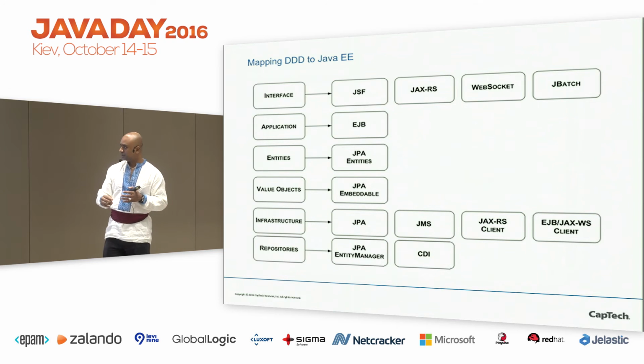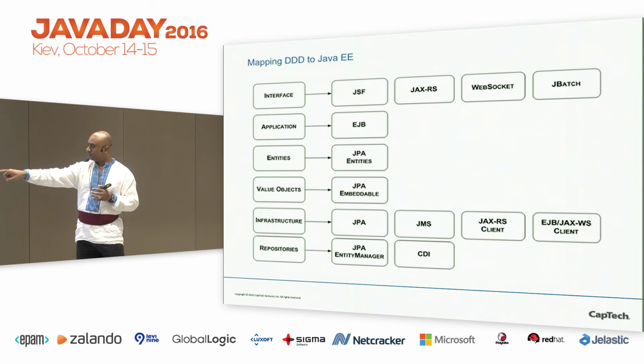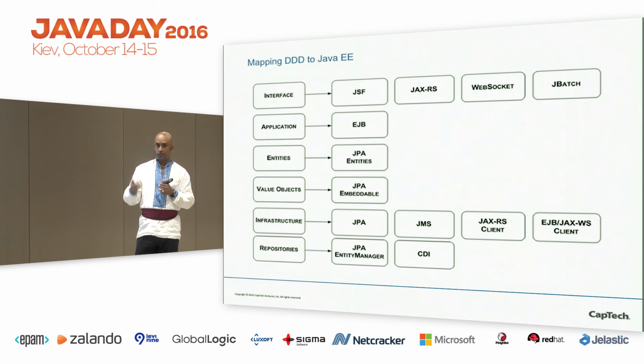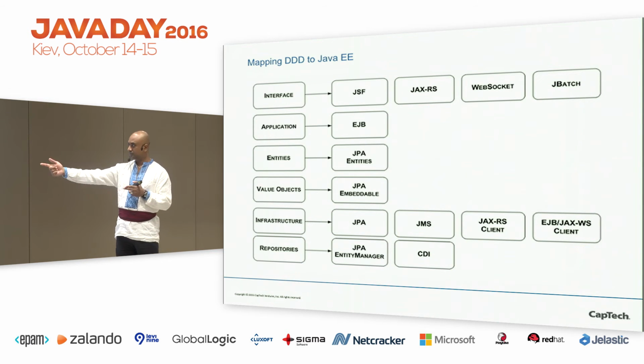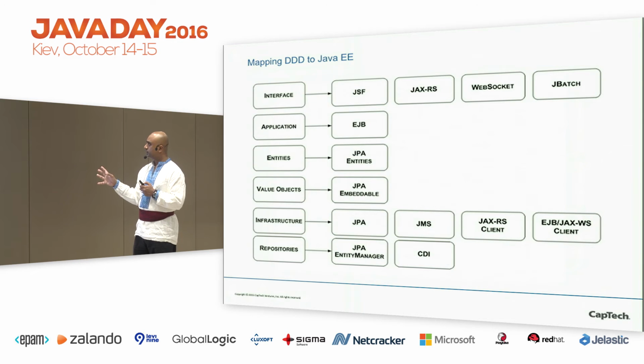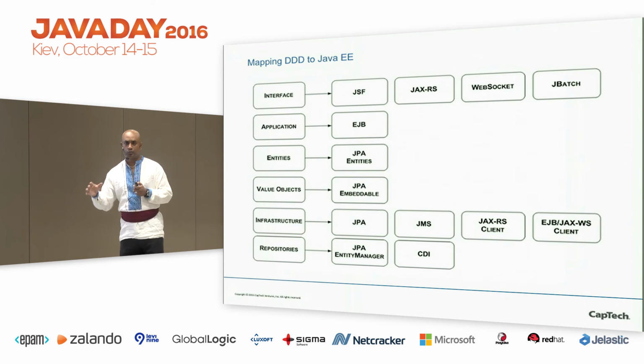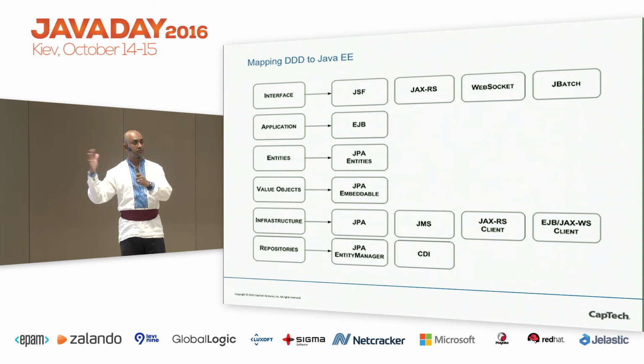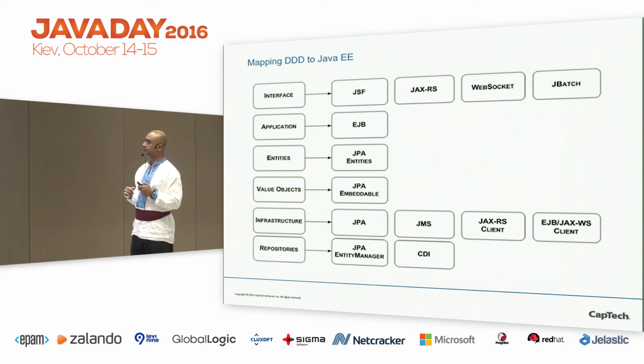Repositories, by and large, are actually modeled by JPA entity managers and CDI beans. The implementation is going to be essentially a CDI managed bean. They do not need to be EJBs. But the actual code is going to be mostly implemented in the JPA entity manager. And I think that is pretty much all I want to talk about. So whatever technology you're using, you can make a rough analogy to how it may look.